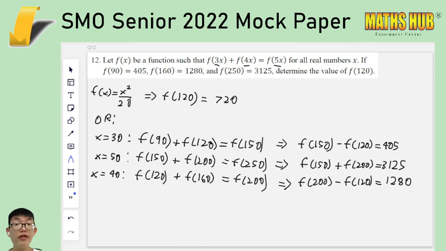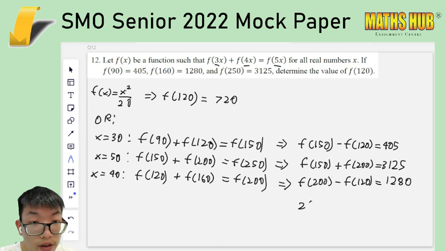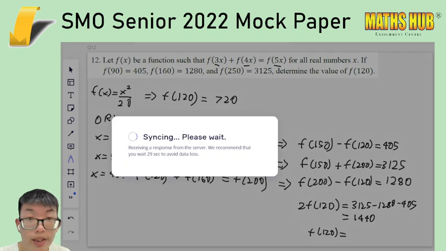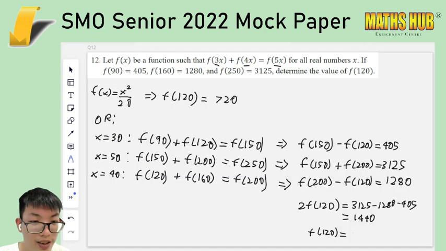Yeah, so if you want to extract out f of 120 from this, we can take the middle equation and subtract off the other two to give us 2 times f of 120. And subsequently divide that by 2 again. So this is 1440, and f of 120 would be equal to 720, which is the same answer as we got from our guess the function approach.